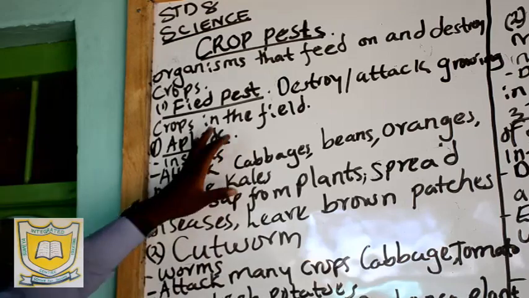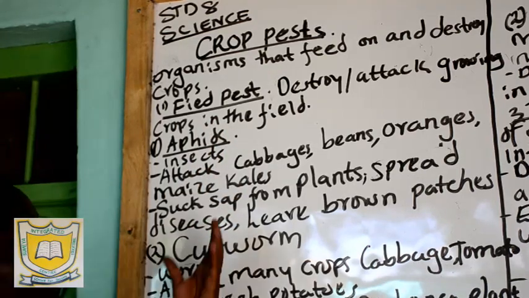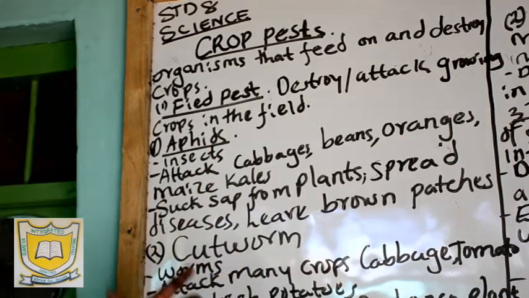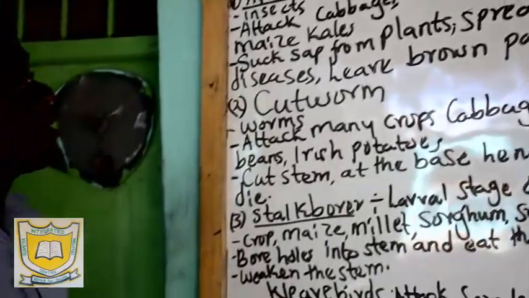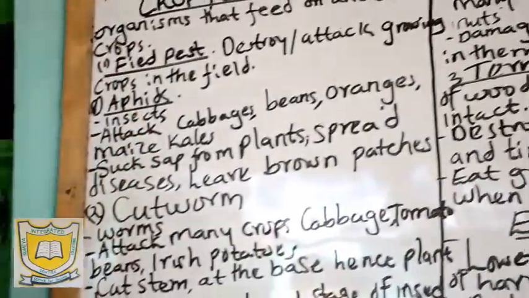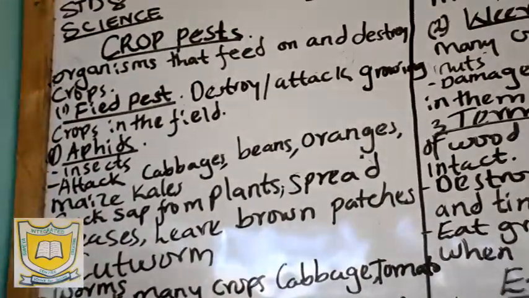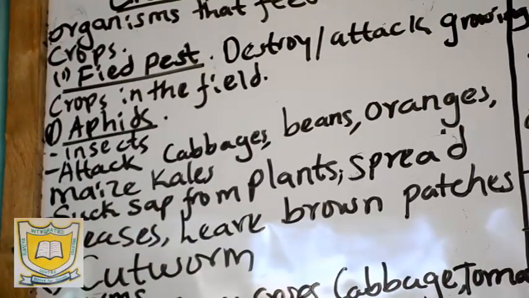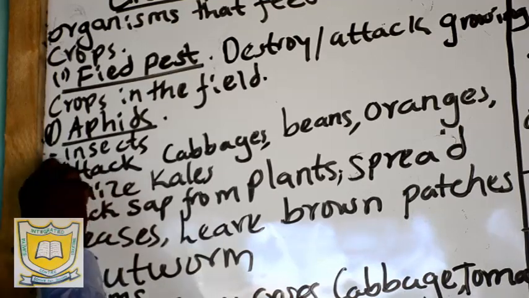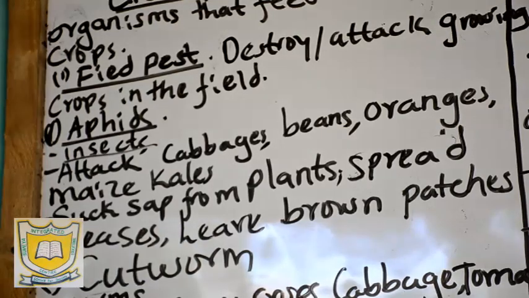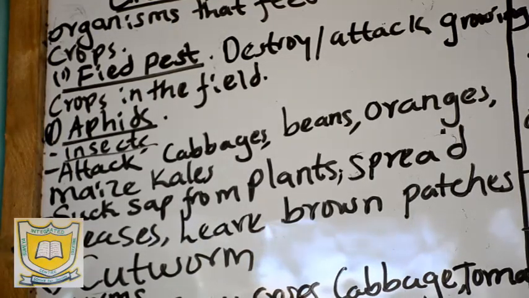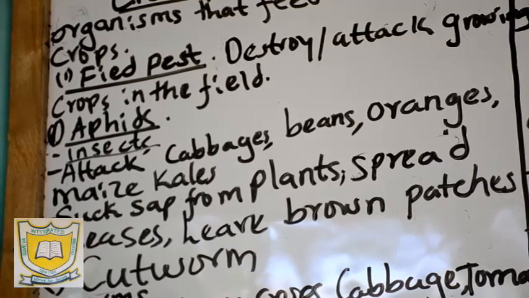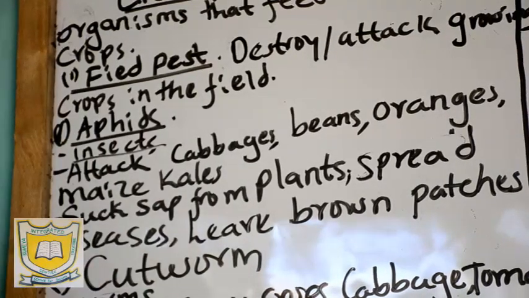We will start by discussing field pests and their examples. Number one, we have the field pest called aphids. You have to know that aphids are insects. We have pests that are insects, we have those that are worms, and we have those that are just big animals. So we discuss aphids as an insect.